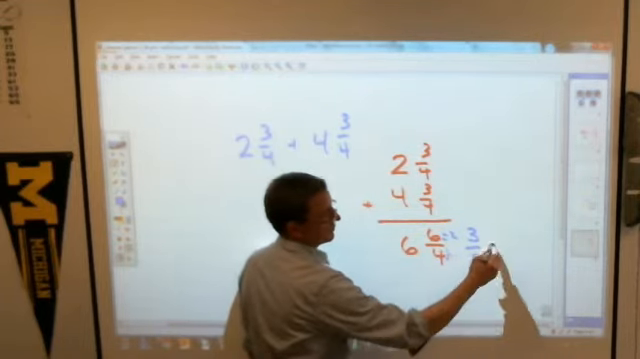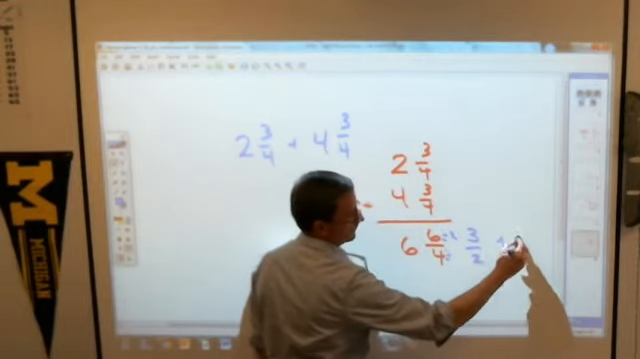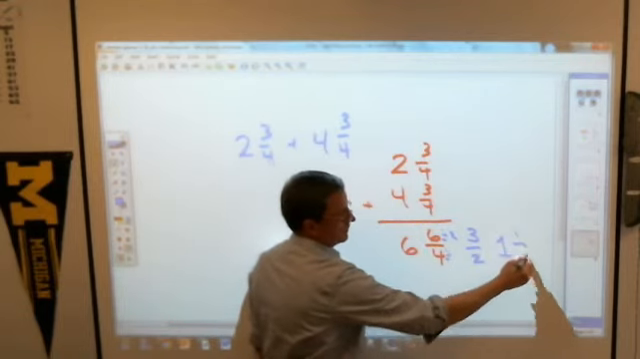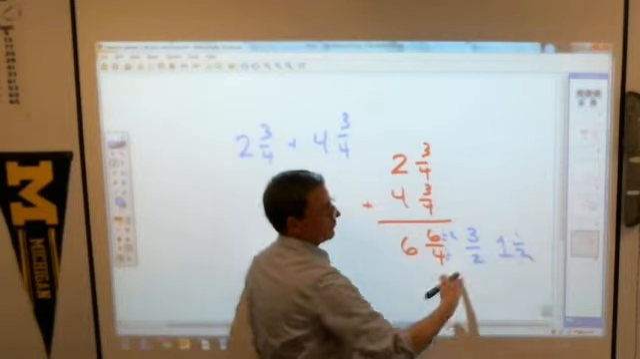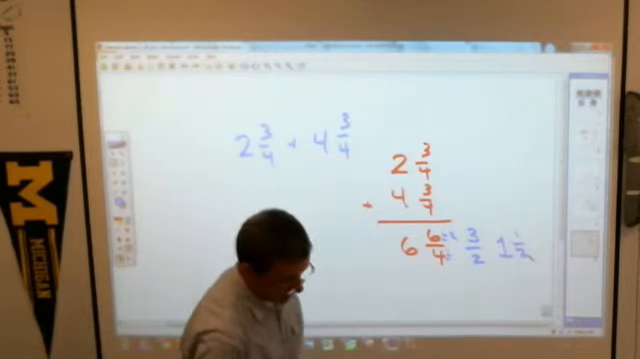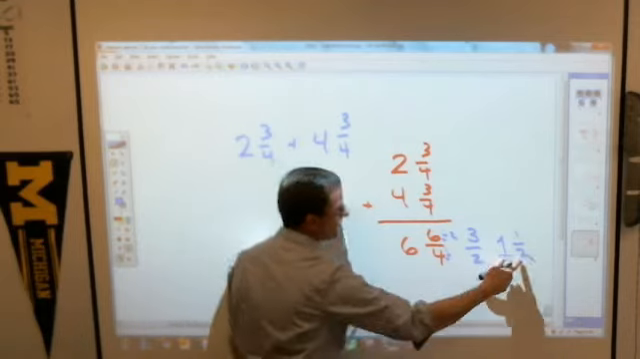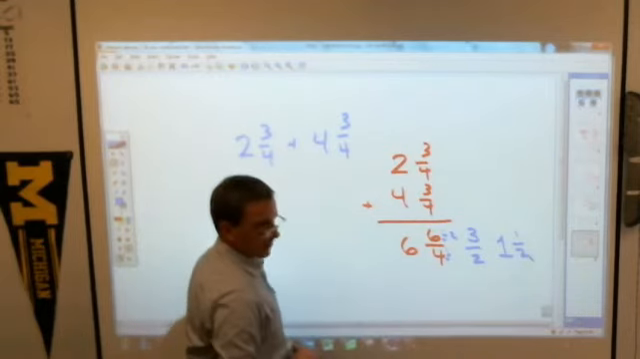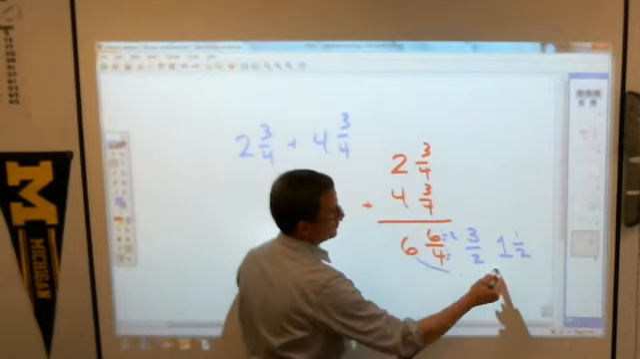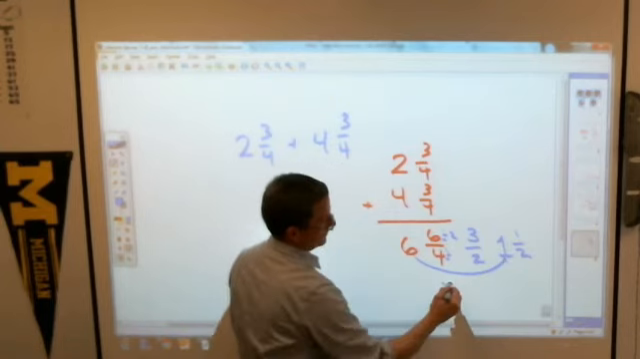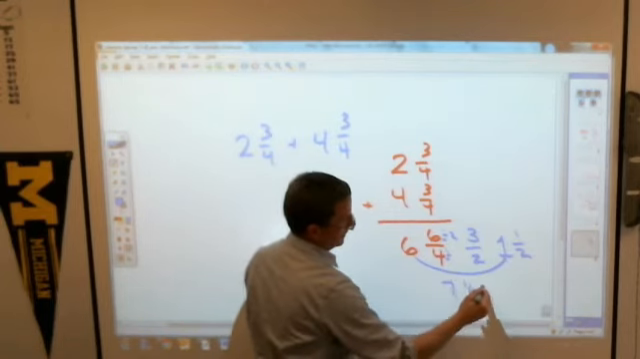How many times does 2 go into 3? Once, so what's left over? So there's my 1 1/2. Is 1 1/2 my answer? It is not. You need to reduce it. I already reduced it. You need to add it to 6. Okay, I have to put the 2 whole numbers together. 6 plus the 1 there is 7 and 1/2.